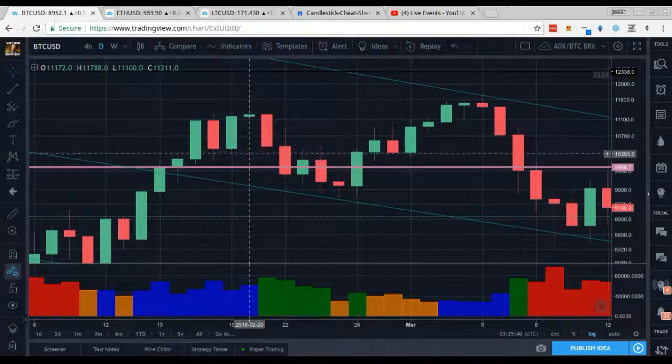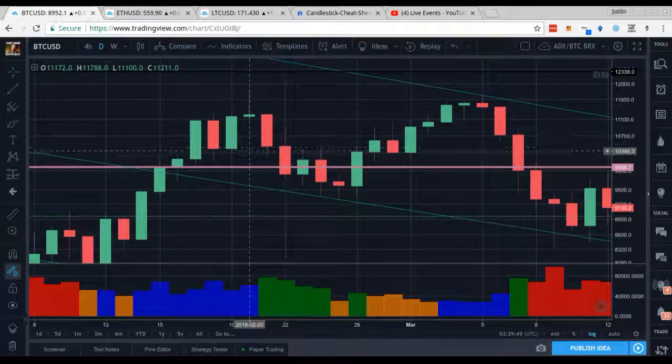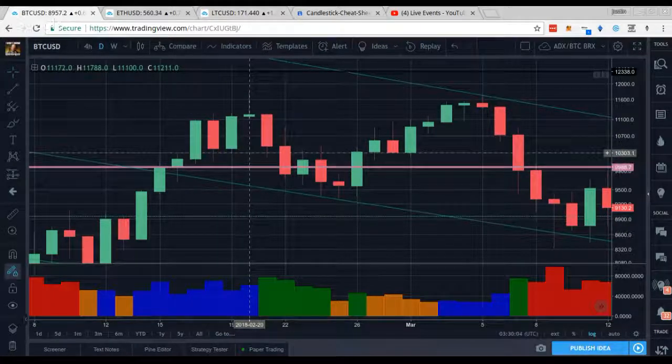Well, what they actually are is they're called wicks. Some people call them shadows. And all that is telling you is within this day, even though we opened at this price and closed at this price, buyers actually pushed the price up as high as 11,260. So the top of the upper wick is the highest price that this candle traded at this day, and the lower wick shows you how far sellers were able to push the price down to 10,303.